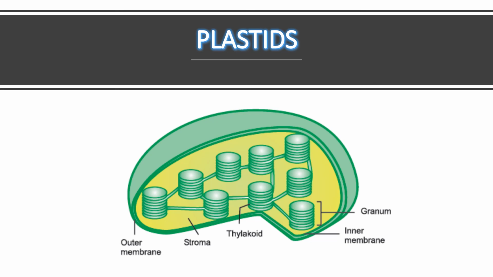Leucoplasts are the third type of plastids. They are colorless and store starch, proteins, and lipids. They are present in the cells of those parts where food is stored.